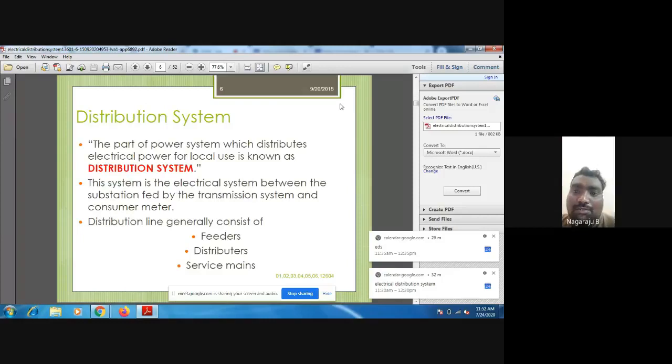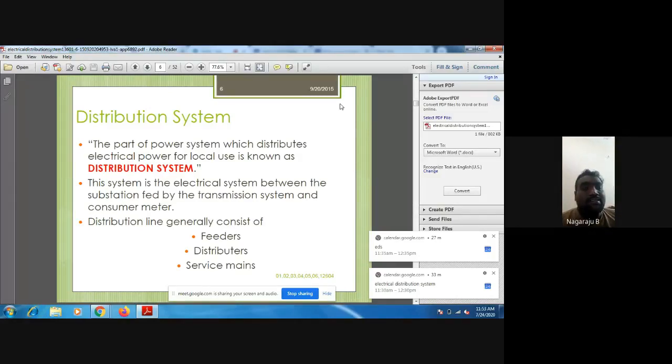So distribution system. What is a distribution system? It is a part of our system which distributes electrical power for local use. Local use is known as the distribution system. This is the electrical system between the substation fed by the transmission system and the consumer meter, like the energy meter.